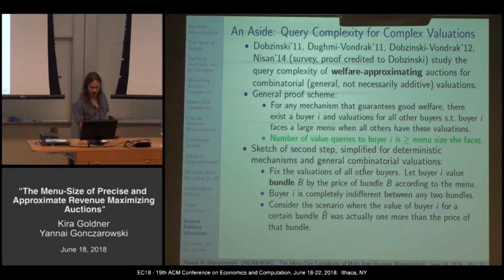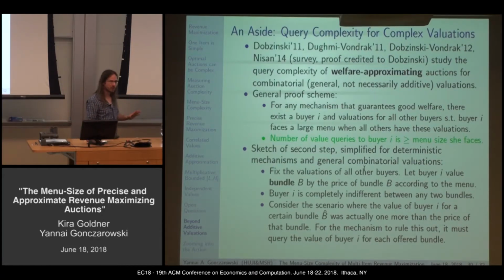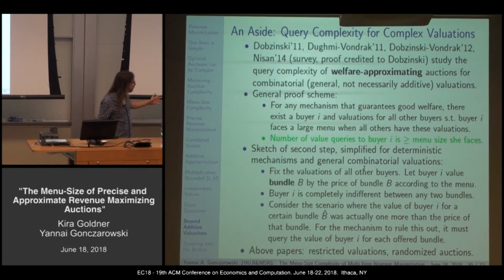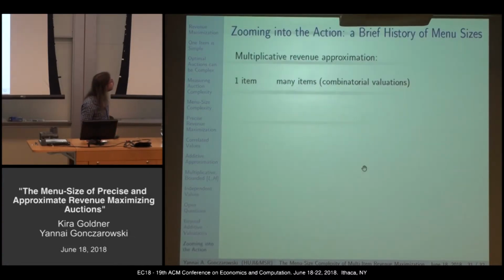So this is another aspect of something to do with menu sizes, very different than revenue maximization, very different than additive. And these papers above do much more fabulous things. They talk about restricted valuations and randomized auctions. And I don't want to sell them short by just doing a simple proof.